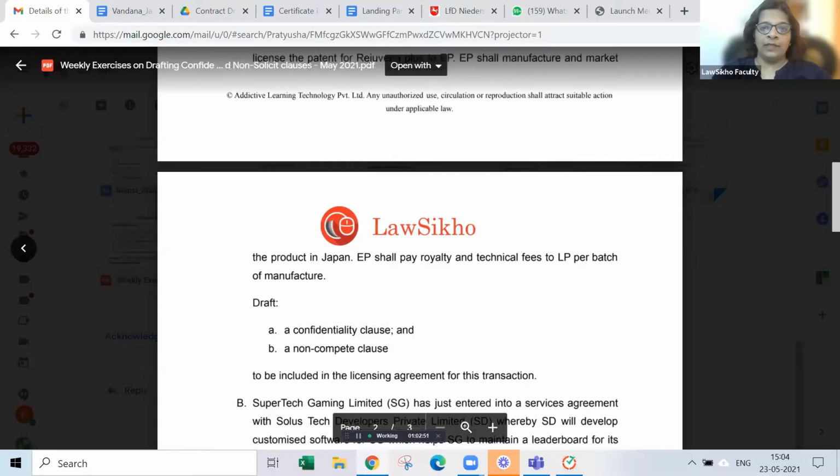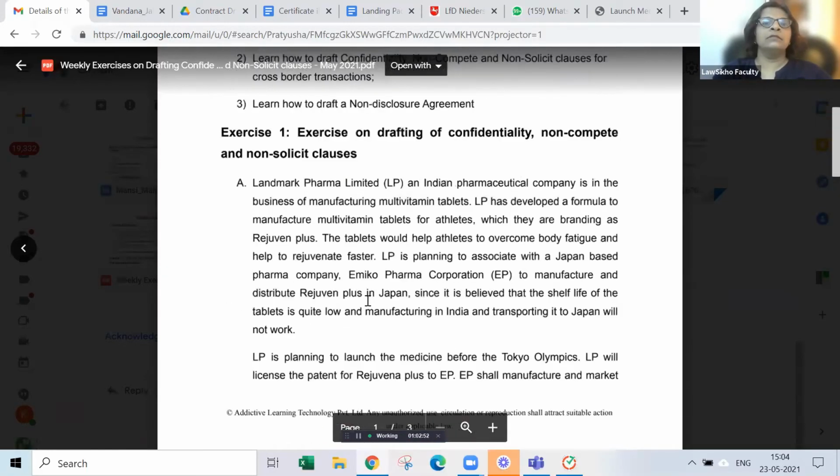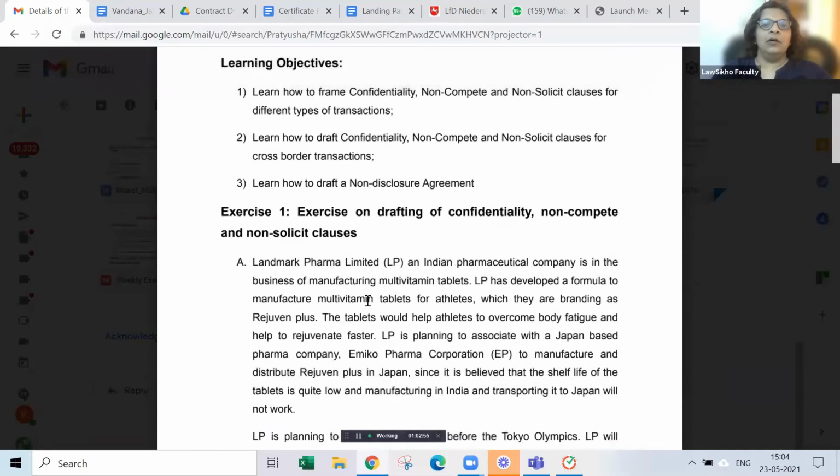So this was what your exercise was on drafting confidentiality, non-compete and non-solicit clauses. There's an Indian pharmaceutical company which is in the business of manufacturing multivitamin tablets, and it's developed a formula for athletes, which they are branding as Rejuven Plus. These tablets will help athletes to overcome body fatigue and rejuvenate faster.